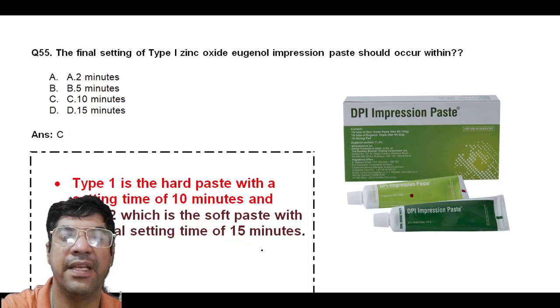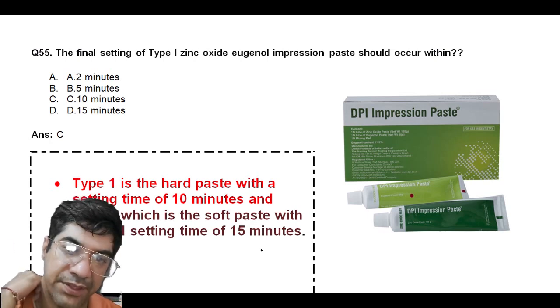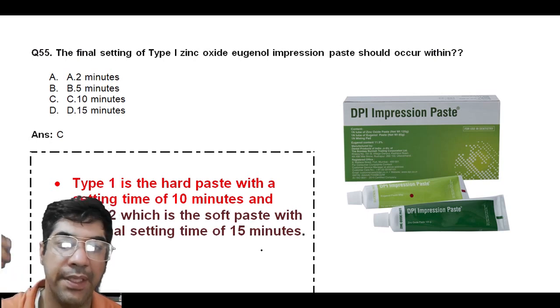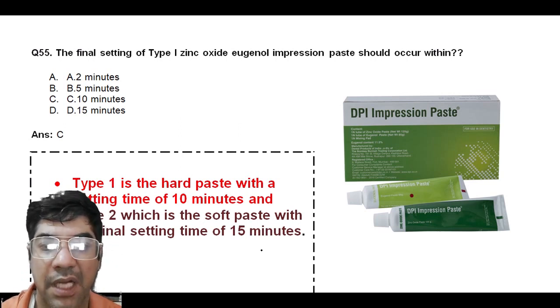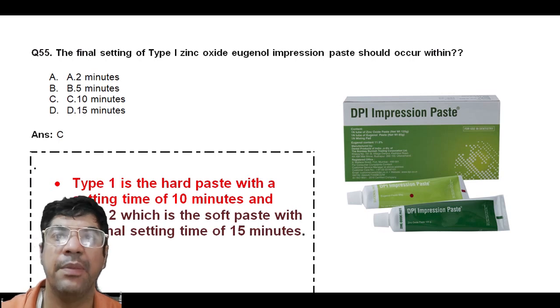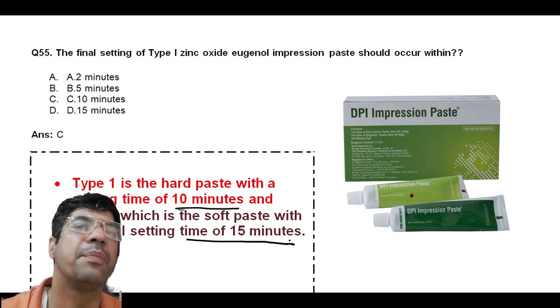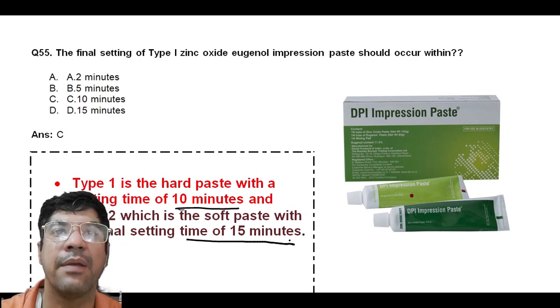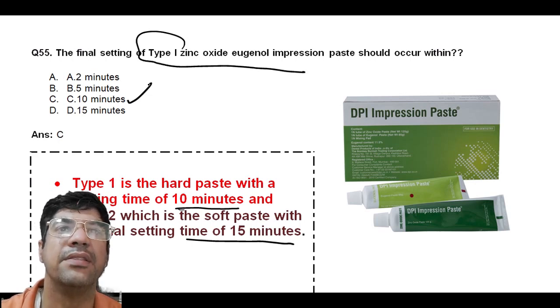Next question, the final setting of type 1 zinc oxide eugenol impression paste should be, well, type 1 is the hard paste with a setting time of 10 minutes, and type 2 is the soft paste with a final setting of 15 minutes. So here type 1 zinc oxide eugenol impression paste is asked. The answer is 10 minutes.